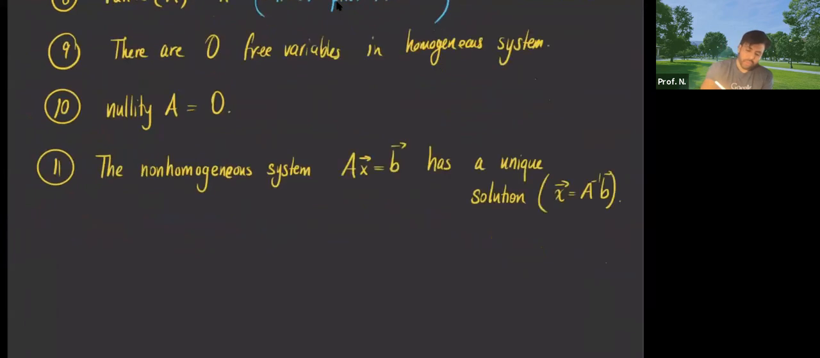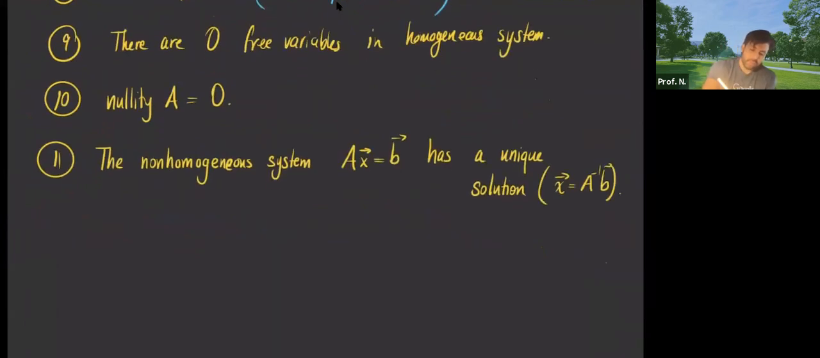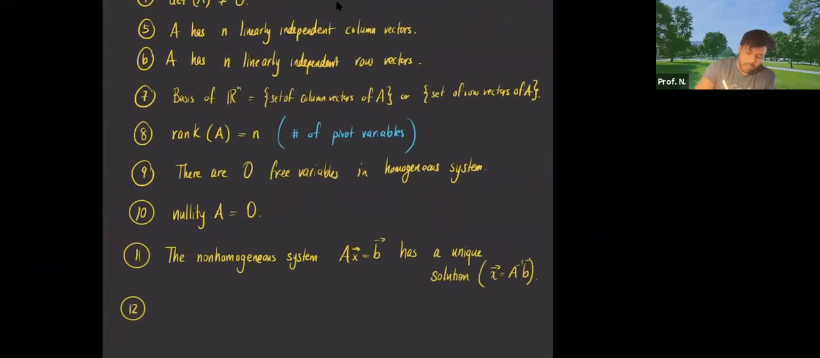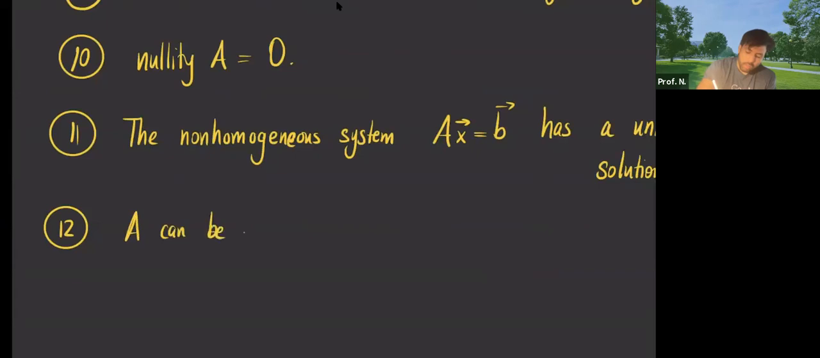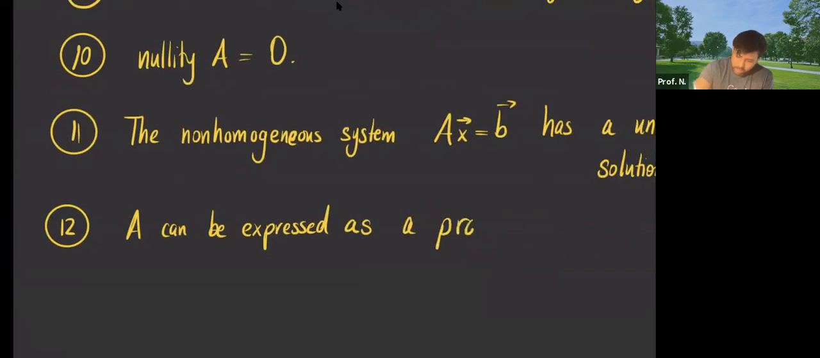And there's just one more for completeness of this. And last is related to the row reduced echelon form of A being the identity: A can be expressed as a product of elementary matrices.